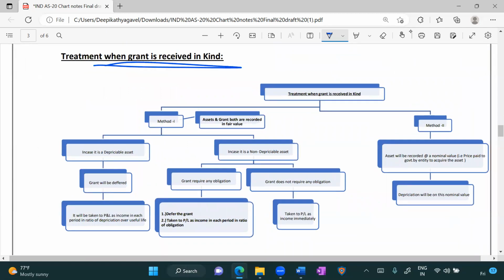Next is treatment of grant in case it is received in kind. So method 2 says that the asset will be recorded at nominal value, the price paid to the government by the entity to acquire the asset, right?